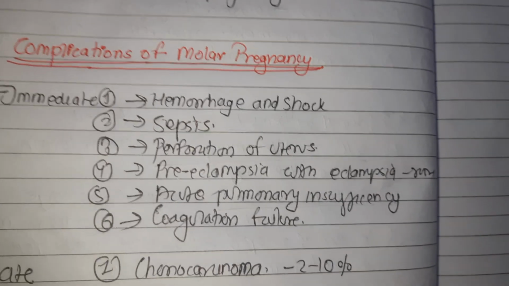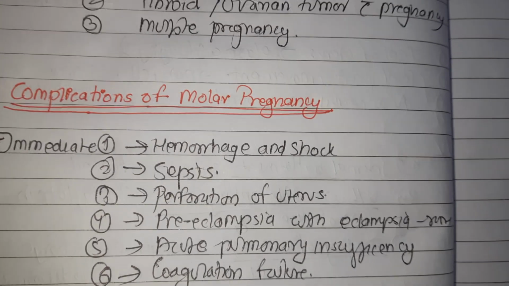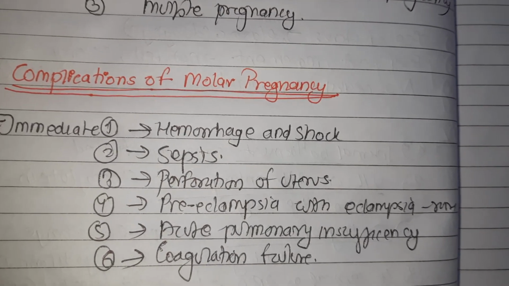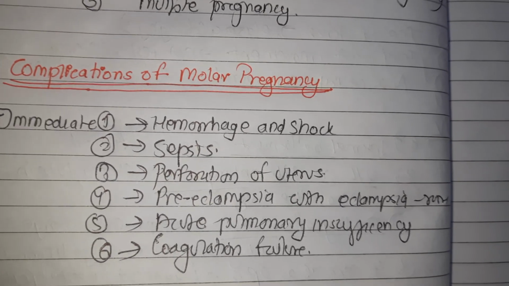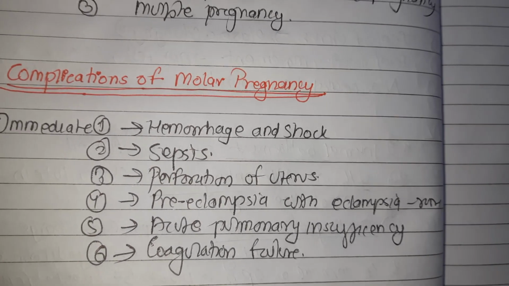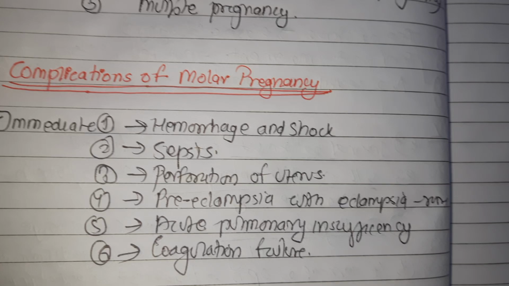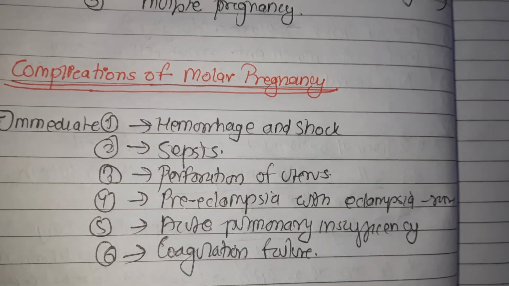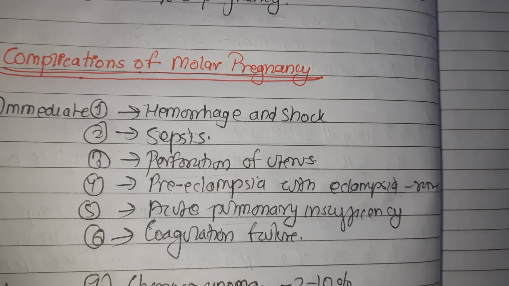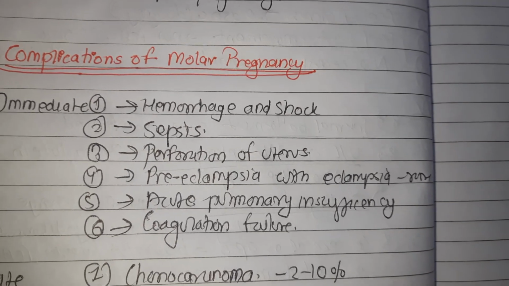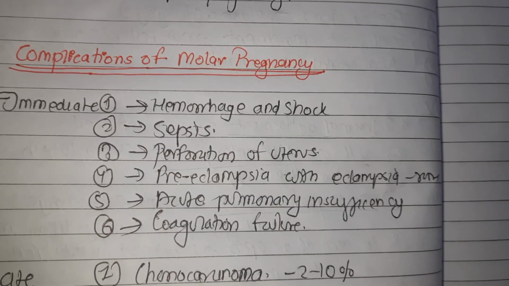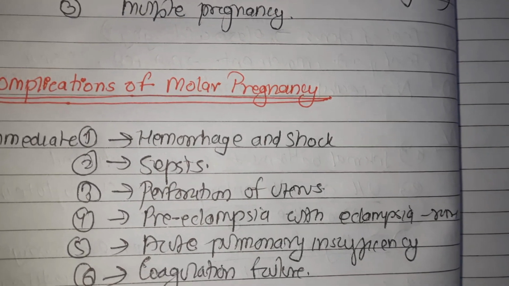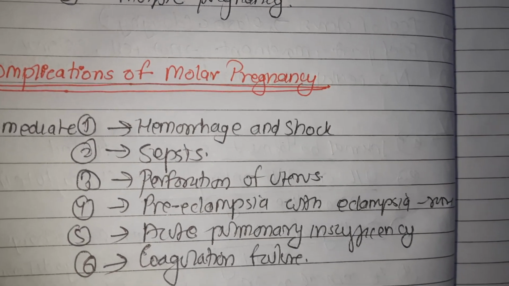The next complication is perforation of the uterus. The uterus may be injured due to a perforating mole, which may produce massive intraperitoneal hemorrhage, and during vaginal evacuation, especially by the conventional dilatation and evacuation method, or during curettage following suction evacuation. Preeclampsia with convulsion occurs in rare cases. There can also be acute pulmonary insufficiency due to pulmonary embolization of trophoblastic cells with or without stroma.